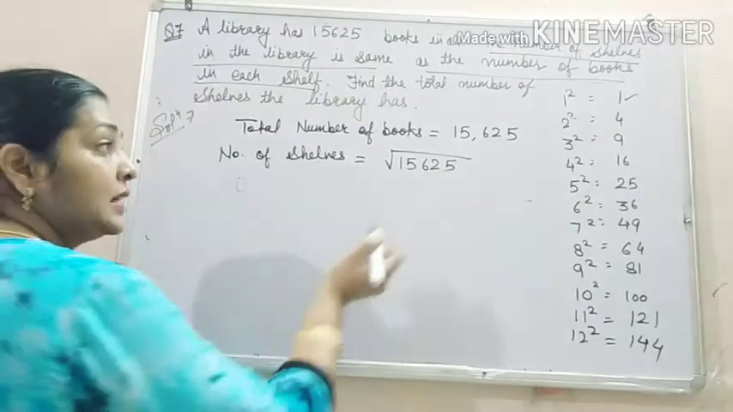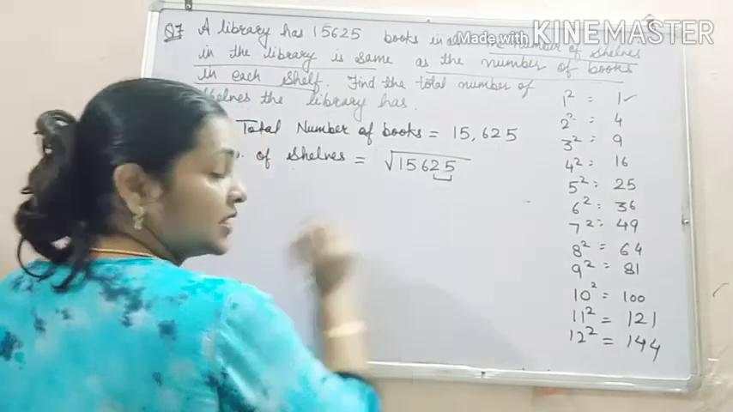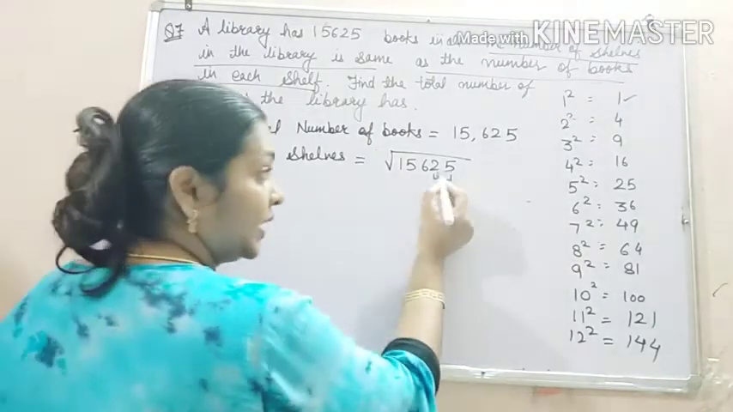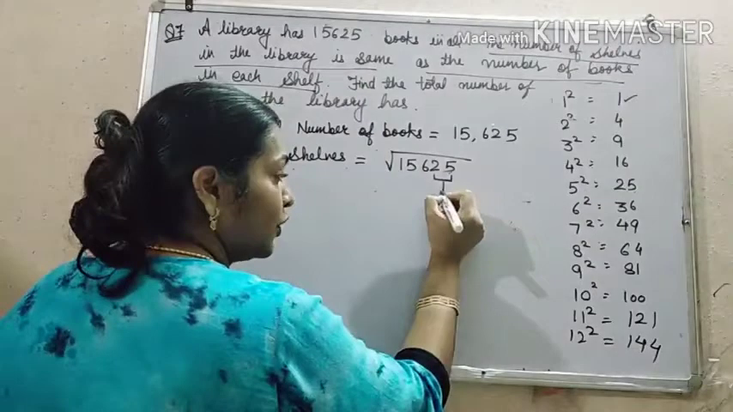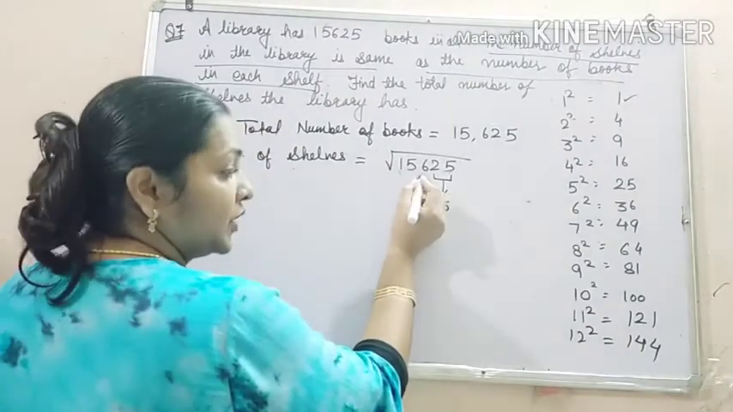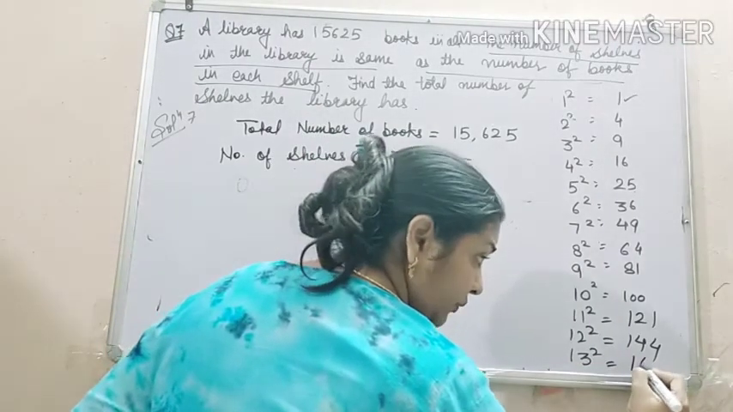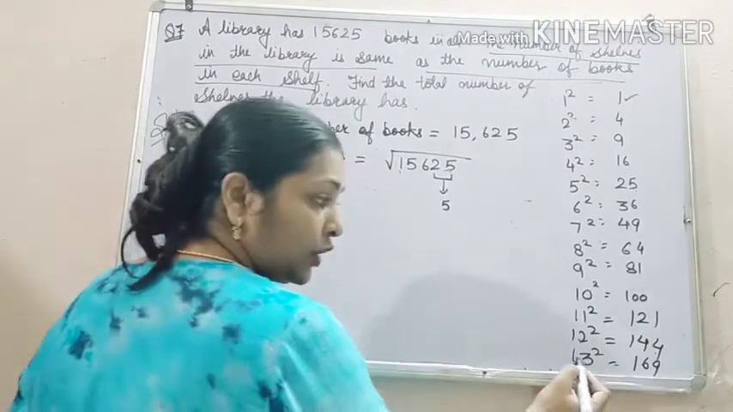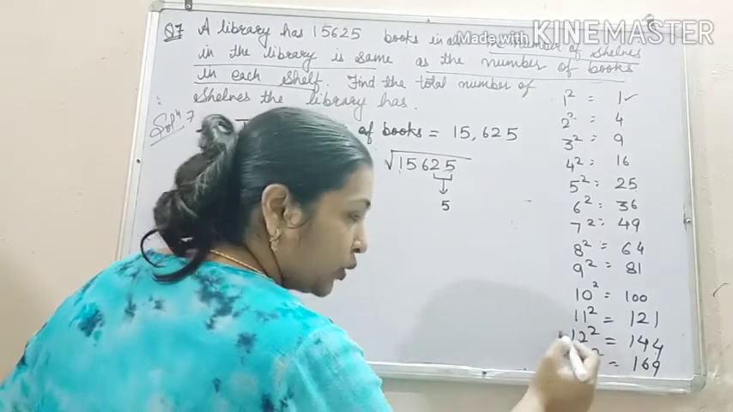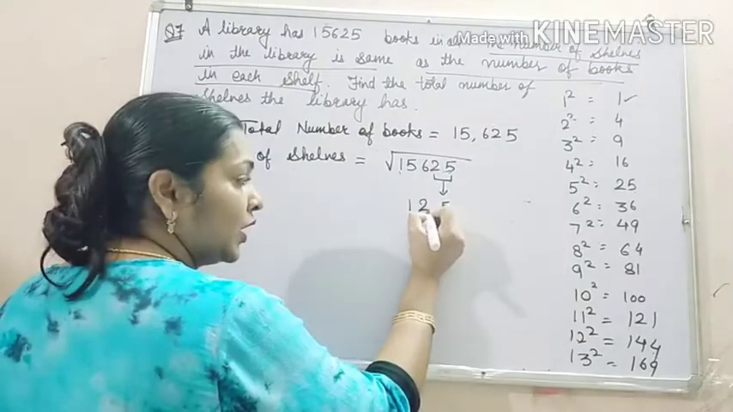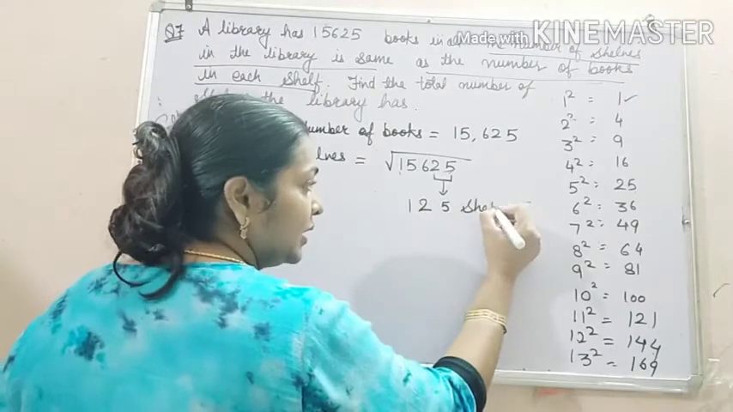Now how to find the root of this number? There are two methods. One is ones and tens. For that, separate ones and tens digit from other numbers. Here it is 25. 25 is the square of 5. So last digit 5 is possible only for 5. Here it is 156. Now you can see that 12 square is equal to 144 and 13 square is equal to 169. And which one is smaller? 12. So here it will be 125. So 125 cells are there.